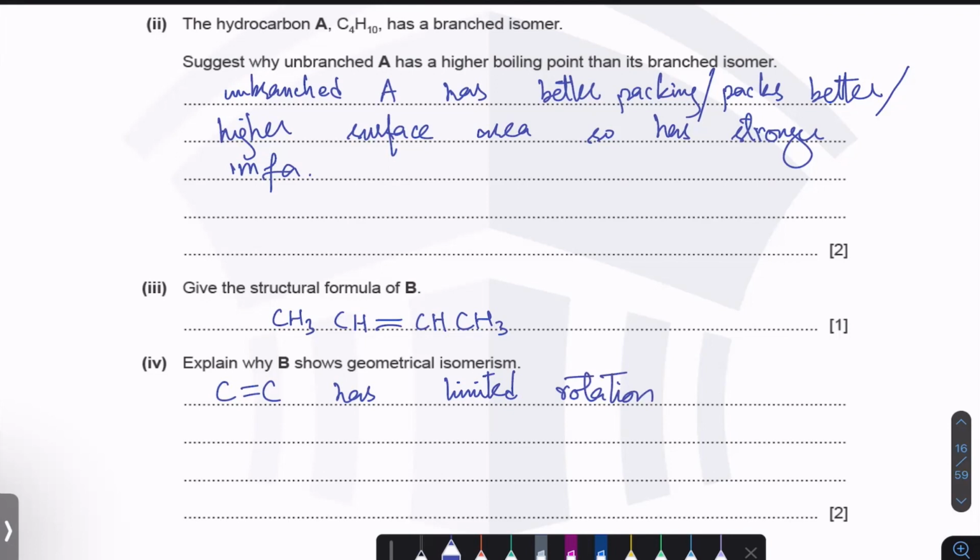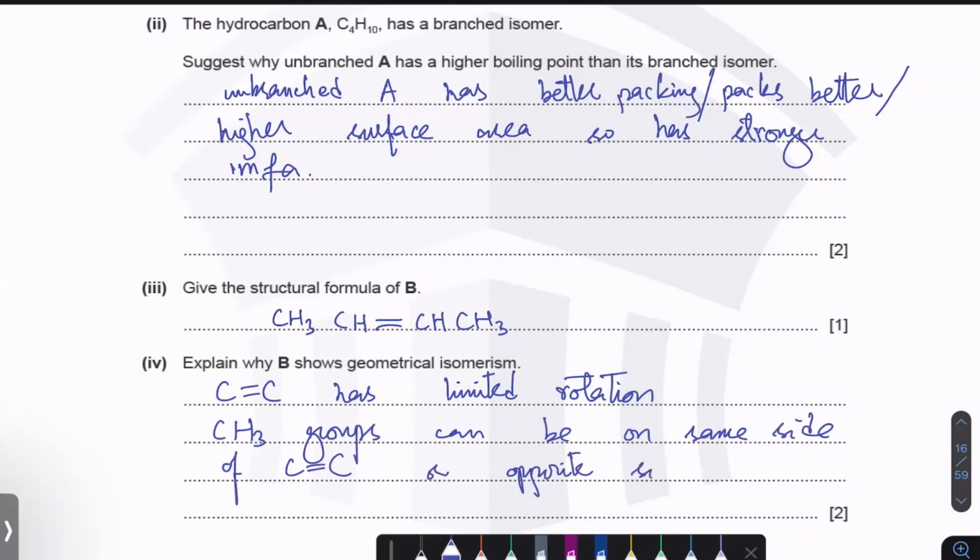And secondly, that the CH3 groups can be on the same side of the carbon-carbon double bond or the opposite side. And that is how you get cis-trans isomers. Same side is cis and opposite side is trans. Well, this is cis and this is trans.